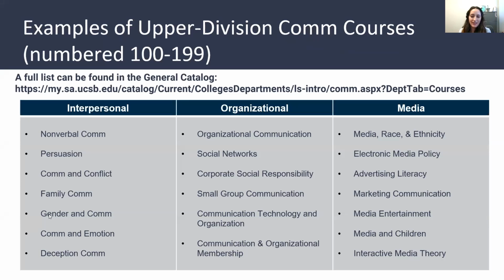But this will give you a better idea of what to expect from your major coursework once you're eligible for the major. So again, I want to reiterate that you would not be able to take upper division comm courses, which are these courses on the slide, numbered 100 through 199, until you have completed all of the pre-comm courses.